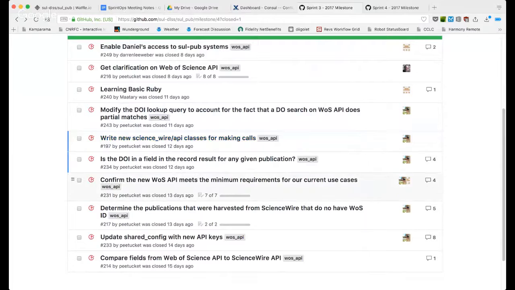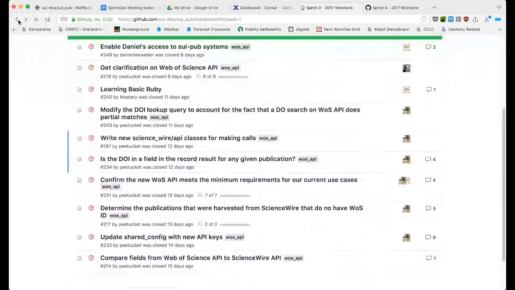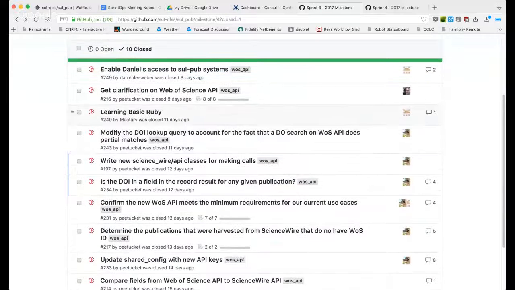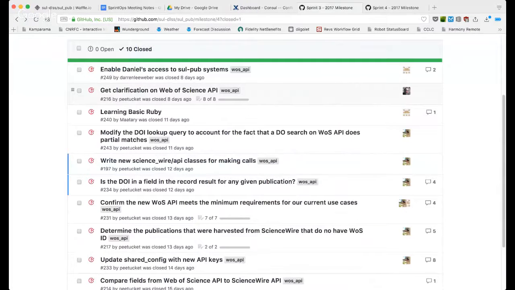We also did some work in comparing the fields that are coming back from the new API versus the old API to get a sense of is the data that's coming back in a results set roughly equivalent to what we're getting back now. We also did some work in writing new classes that can make the calls to the new API. So this actually happened before some of the analysis work, so we could actually make the call itself and look at results.